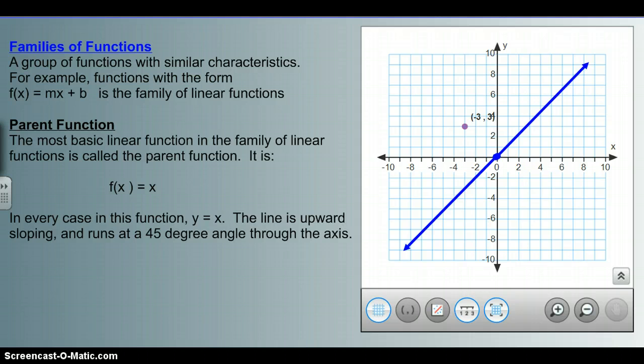This line, when you plot it, is the blue line to the right. The line is upward sloping, and it's going to run at a 45-degree angle through the axis. It does that because when x is 1, y is 1. When x is 2, y is 2, and so on and so forth.